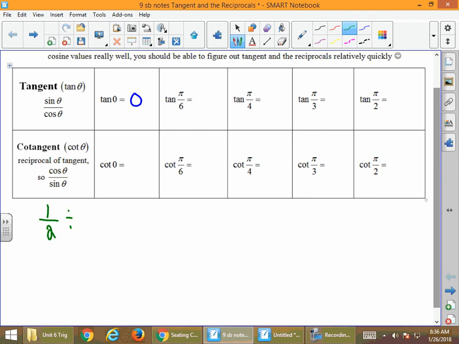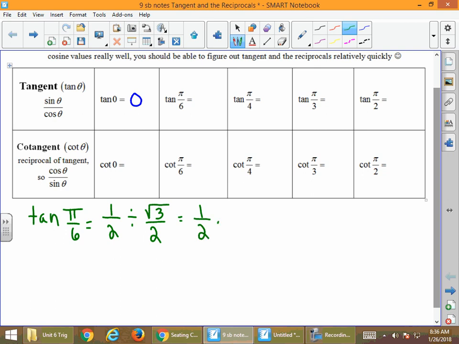divided by, and so it sounds like people are getting their papers out, so I'm going to write this a little bit better. So tangent of pi over 6 is going to be the sine value of pi over 6, which is 1/2, divided by the cosine value, which is radical 3 over 2. And when dividing, don't ask why. Flip the second one and multiply. So this becomes 1/2 times 2 divided by radical 3.